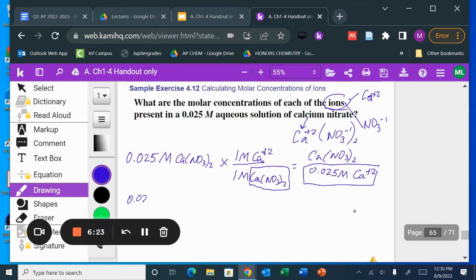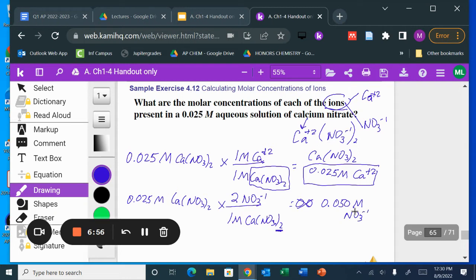So if you have 0.025 molar Ca(NO3)2, for every 1 molar Ca(NO3)2, you will have how many nitrates? You're right. Because of that, there are 2 NO3-1. Nitrate is a negative 1 charge. Therefore, you will double the amount. 0.025 times 2 is 0.050 molar nitrate ions. So that's how many nitrate ions you will see in this solution of aqueous calcium nitrate.